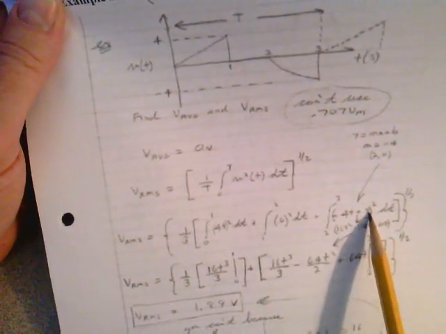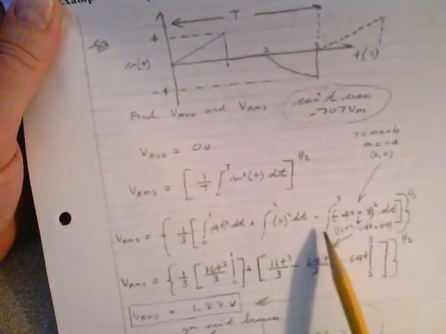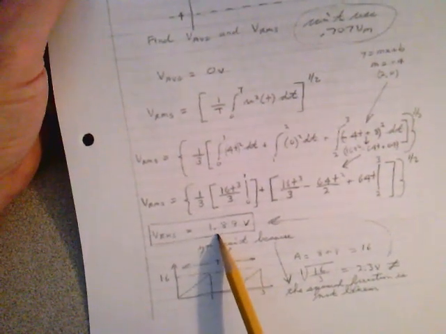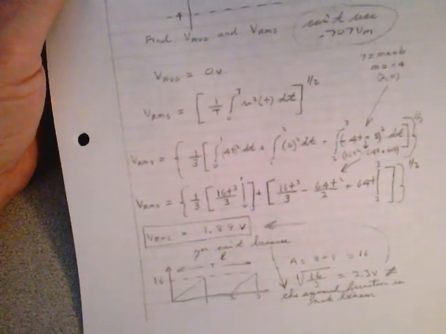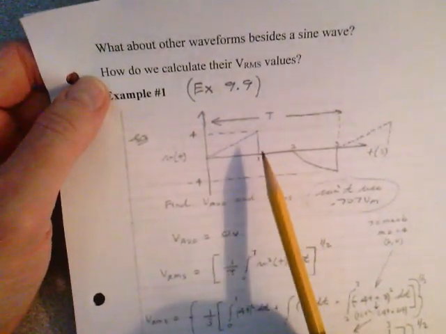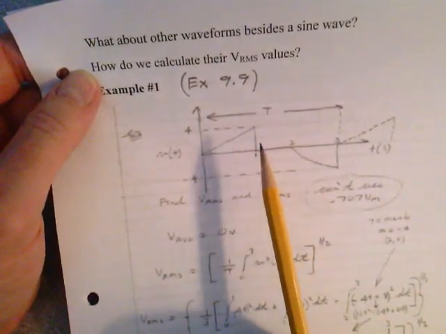I square that, integrate it between 2 and 3, and take the square root of it. I go through the integration, and I come up with the RMS value of 1.89 volts. That's the answer, 1.89 volts for the effective or RMS value of this waveform.